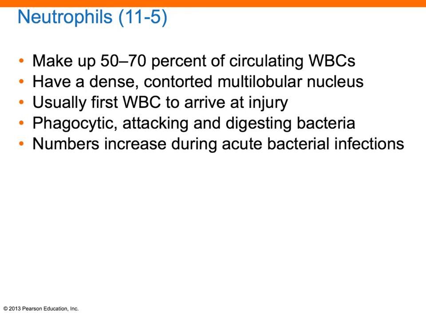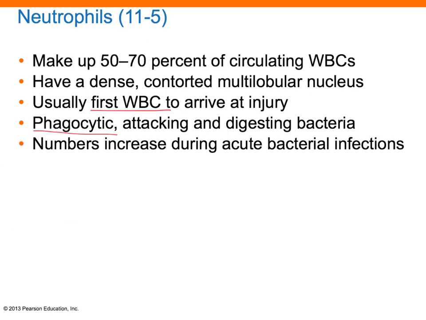So let's start off with the neutrophils. These are the most mobile of the leukocytes along with the monocytes, and they make up about 50 to 70% of the circulating white blood cells. So they make up the majority of the white blood cells that are circulating. They are usually the very first white blood cells to arrive at the injury site, and that's because, again, they are so mobile. They are phagocytic, and that way they are able to ingest and digest bacteria.